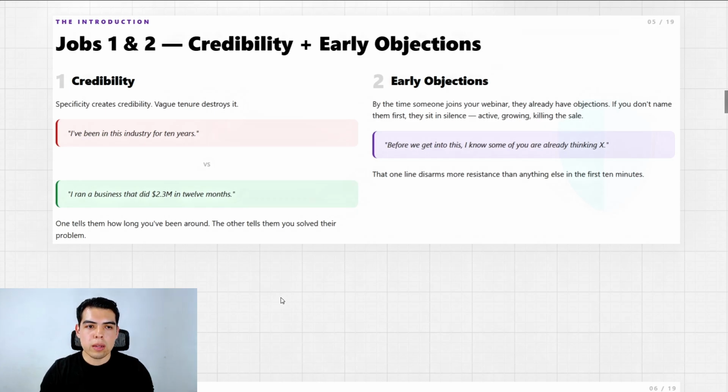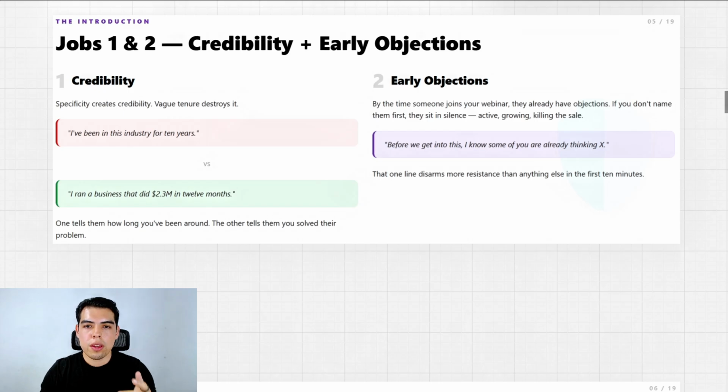Second, it handles early objections. This is the piece that most coaches miss entirely. When someone is attending your webinar and considering your offer, they have objections. They've been burnt before, they're skeptical, they heard the promise you made in the title, and they already have a voice in their head telling them why it will not work for them specifically. If you don't address those objections before you start teaching, they sit in the audience with those objections alive while you're presenting. You're fighting a room full of quiet resistance and you don't even know about it.